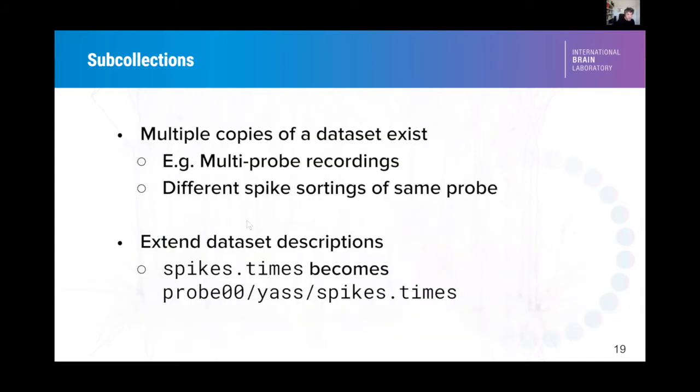There's a few more complications. For example, sometimes you have multiple copies of a data set. If you're doing recordings with multiple probes, you want spikes.times for all of those probes. If you have multiple spike sortings, you want multiple versions of that for the different spike sortings. That's extended by having these hierarchical names, where the files are just literally stored in subdirectories, and the dataset names have this hierarchical structure.